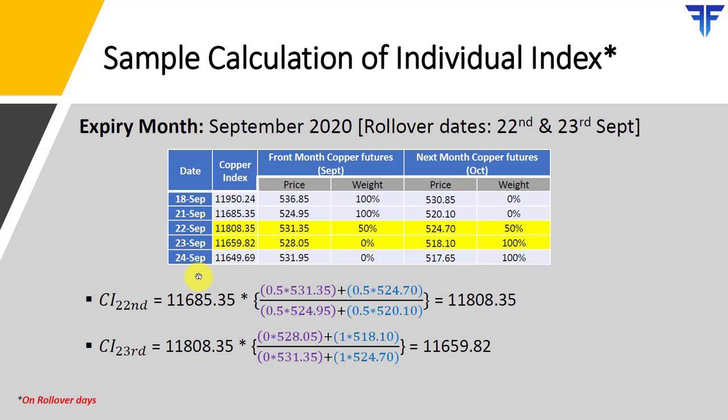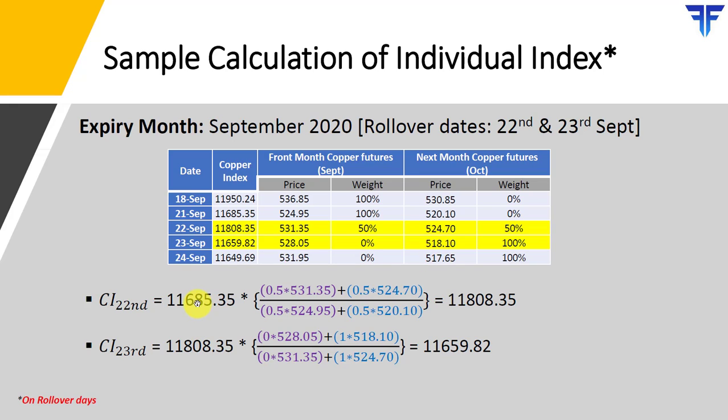Let us now try to calculate the value of the copper index for 22nd September, which is the first of the 2 rollover days. The copper index value on 22nd September is equal to the copper index value on 21st September multiplied by a fraction. Using the formula that we spoke of earlier, the numerator of the fraction would be calculated as the front month weight of 50% multiplied by the front month copper futures price on 22nd September, which is 531.35. This product would then be added to the product of the next month weight of 50% multiplied by the next month copper futures price on 22nd September, which is 524.70.